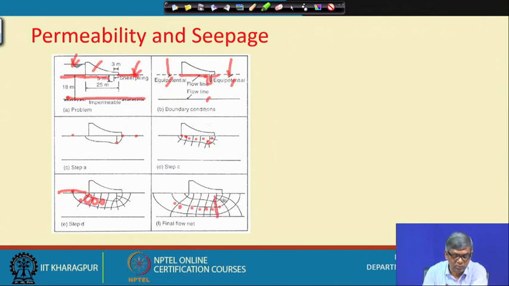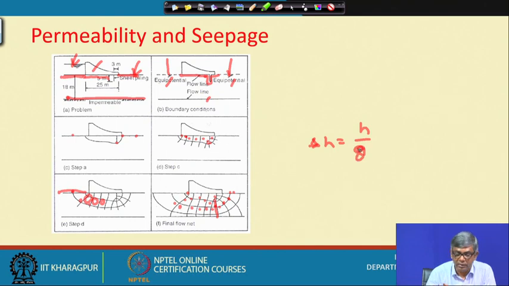So, like that, once you complete this, I can count how many potential drops there are. Total head: 1 2 3 4 5 6 7 8, there will be 8 drops. So, your del H will be H by 8.